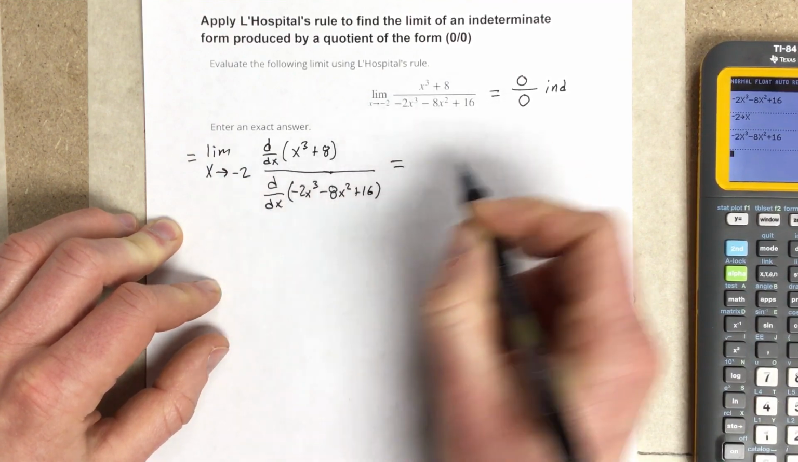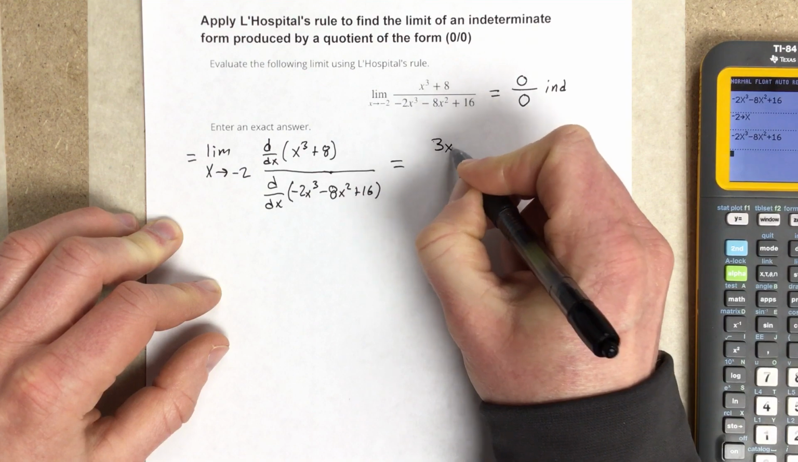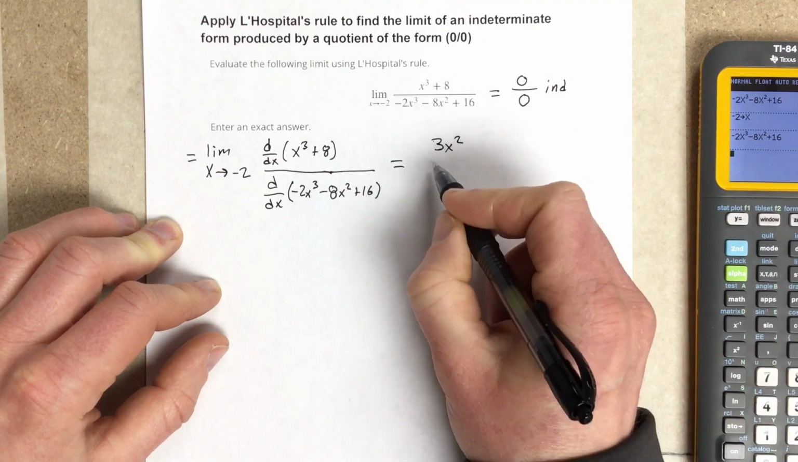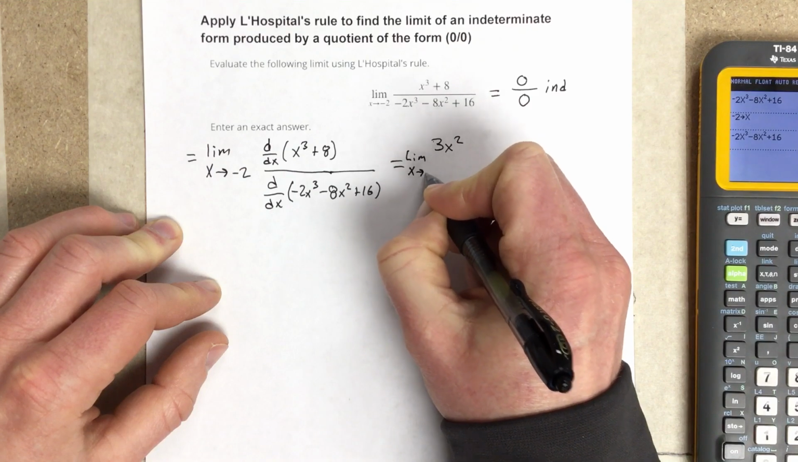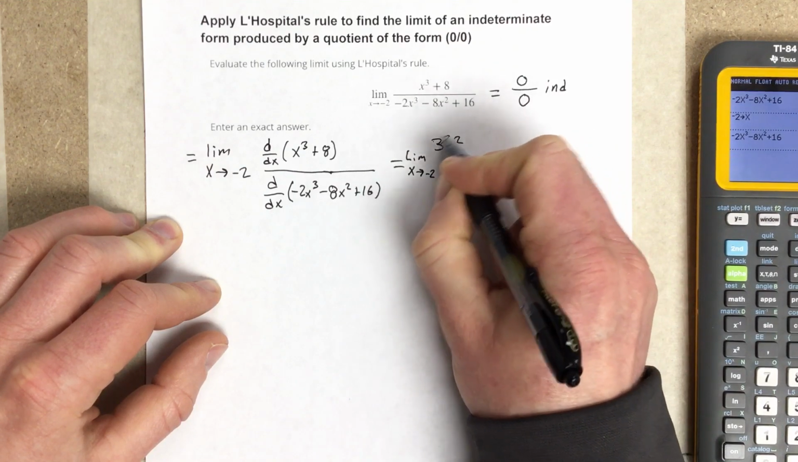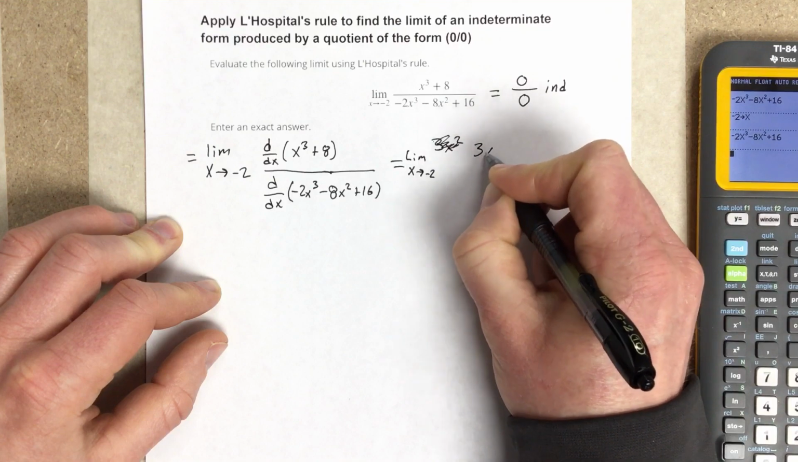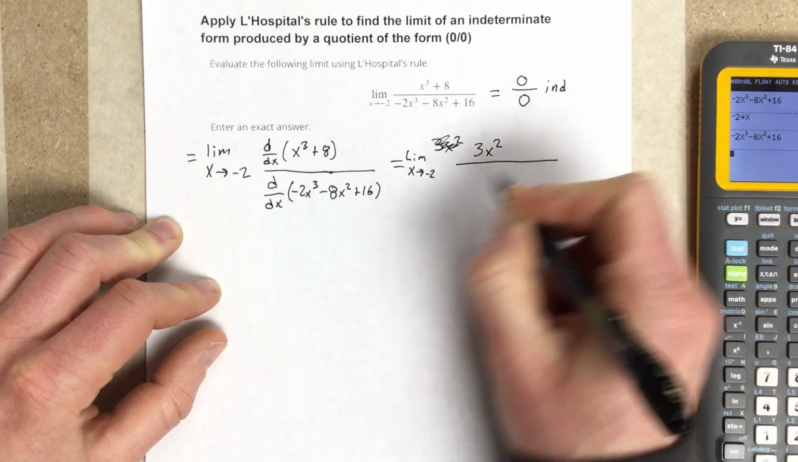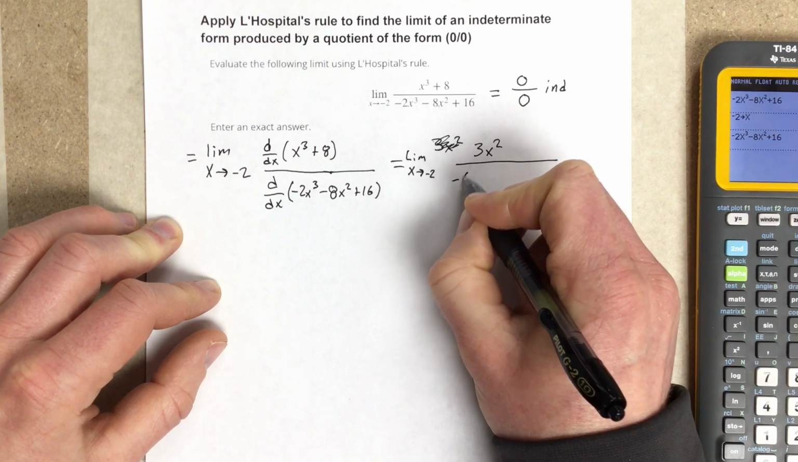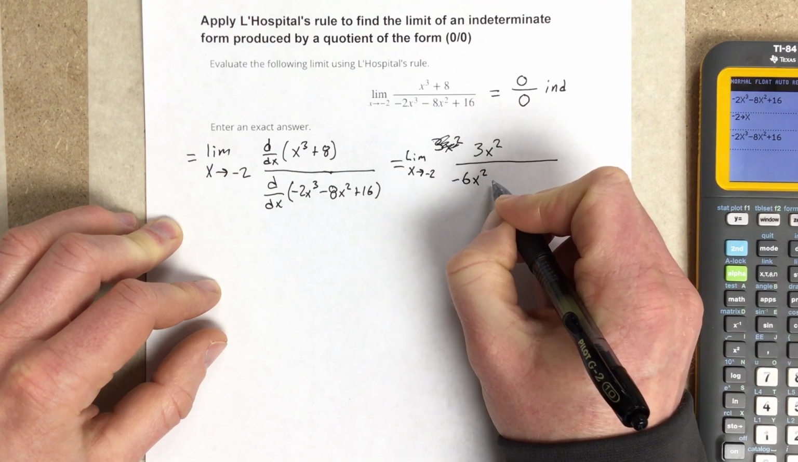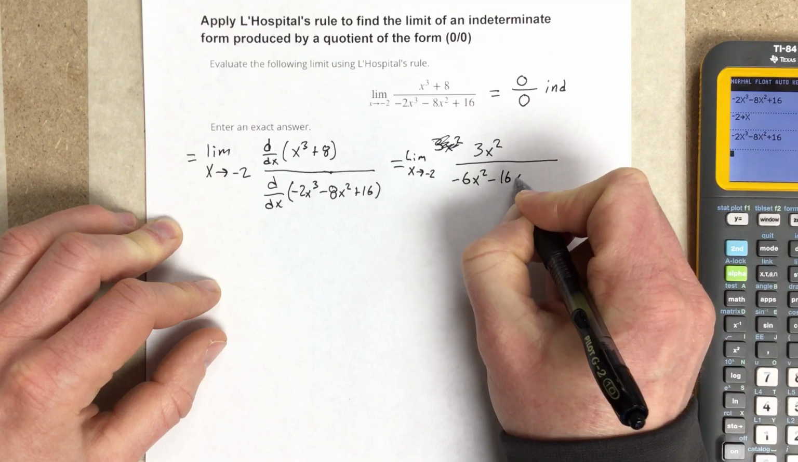When I do the derivative of the numerator, I get 3x squared. Derivative of 8 is 0. I'm going to write limit as x approaches negative 2 again. So I'm actually going to write that a little better. 3x squared here. Derivative in the denominator would be negative 6x squared minus 16x.